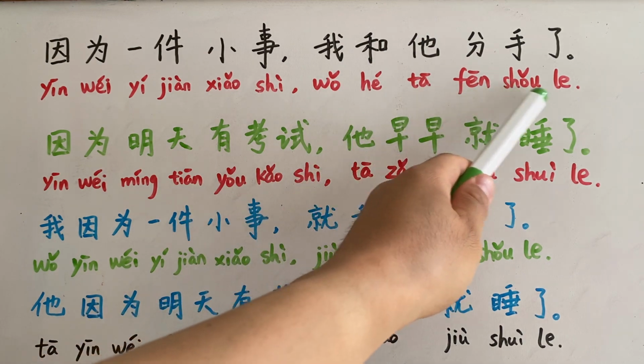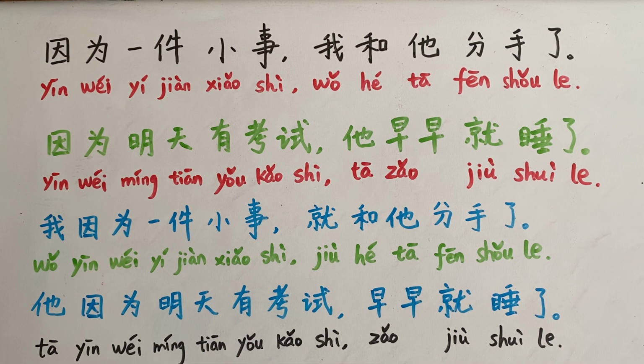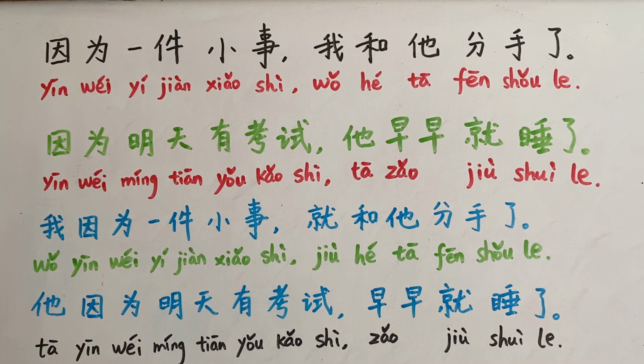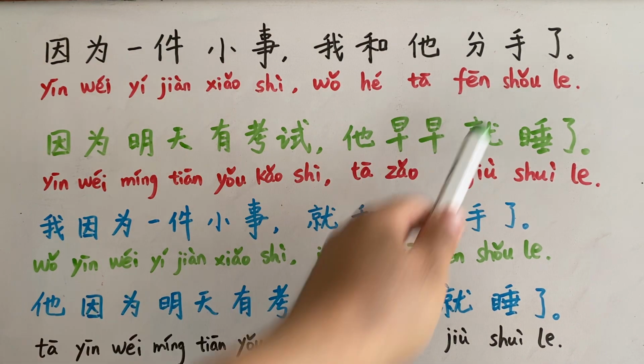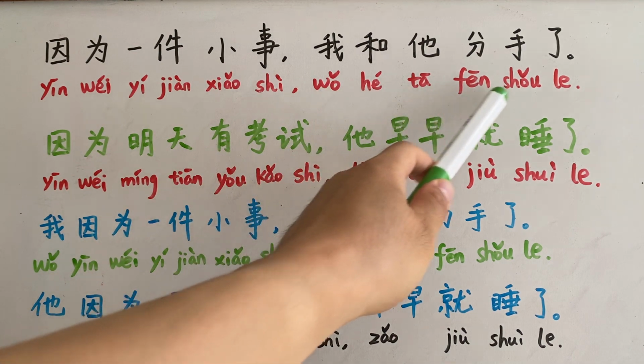我和他分手了. This one is very popular. 分手 is a verb phrase. 分 means to part or to separate. 分手, this 手 is hand, right? To part the hands means to break up. So it's very much like English too. When they're holding hands, they break their hands, they don't hold their hands, it means they broke up. Because of one little thing, I and he broke up.